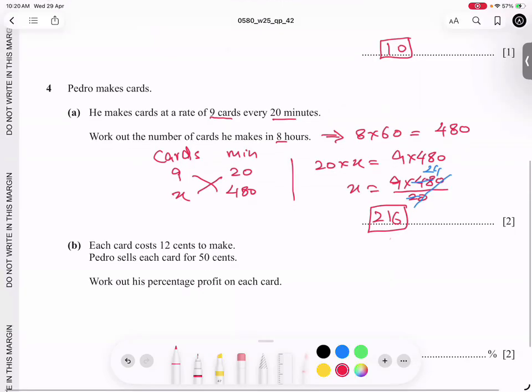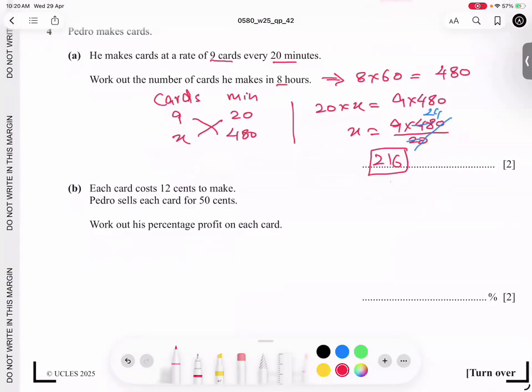Part number next, B, same question. Each card costs 12 cents to make. Pedro sells each card for 50 cents. So the cost is 12 cents. And so how much profit can we see from here? Profit is 50, because that is the selling price, minus 12, and we are getting here 38 cents.